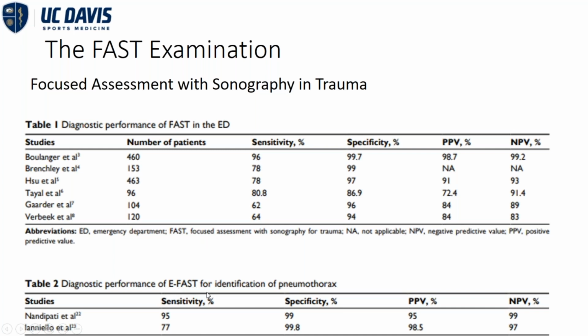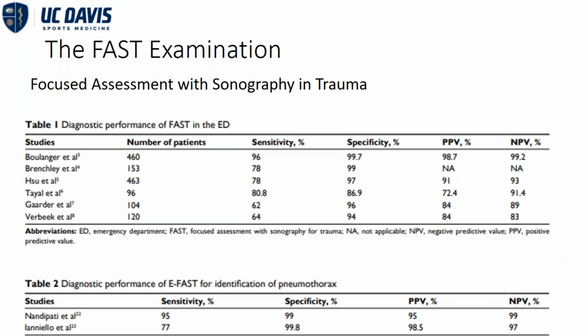The eFAST identifies a pneumothorax. The E stands for extended. So the sensitivity on the very low end, this is not a really reproducible number. Most of the sensitivities are higher than this. Specificity is quite high. Positive predictive value nearly 100, negative predictive value nearly 100 as well.